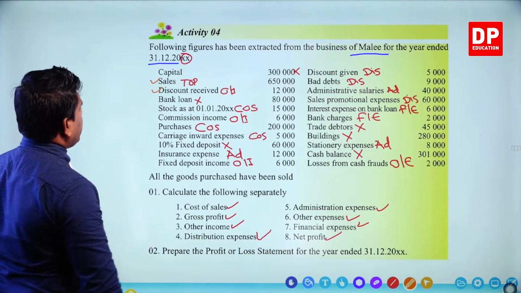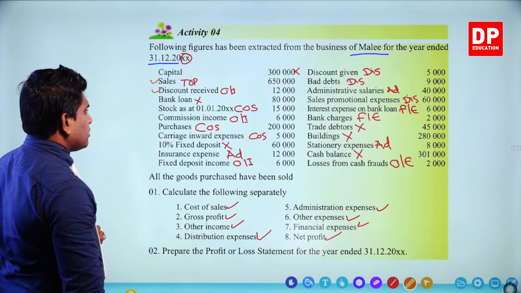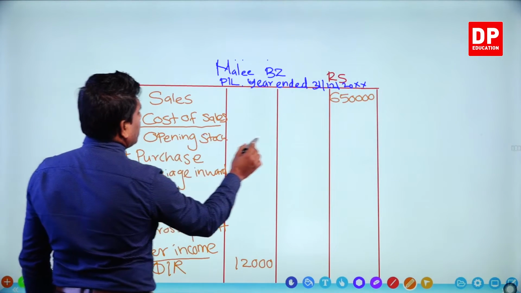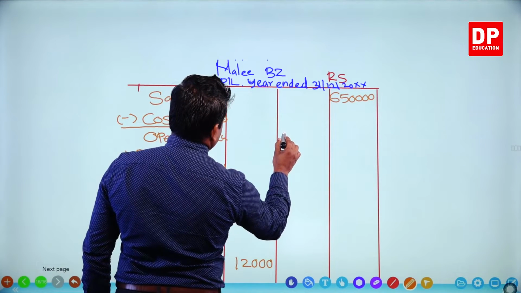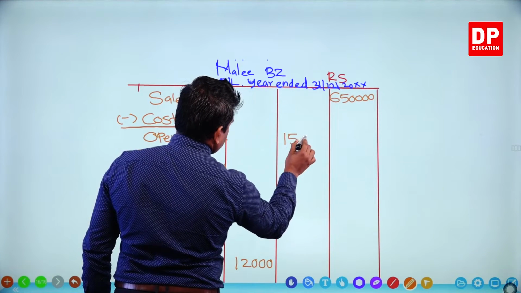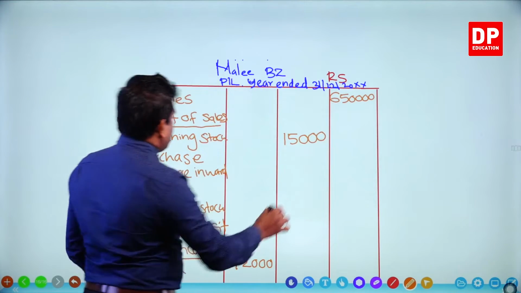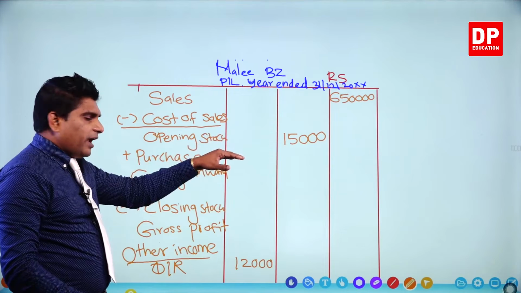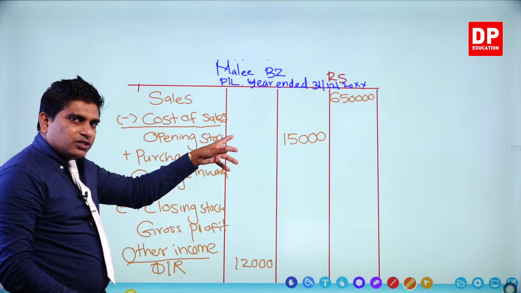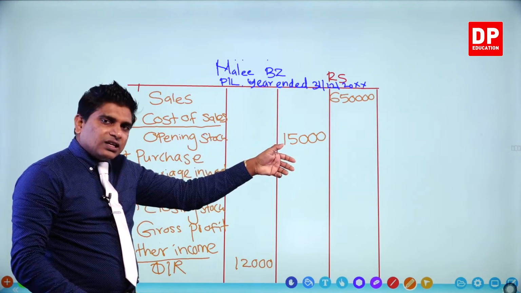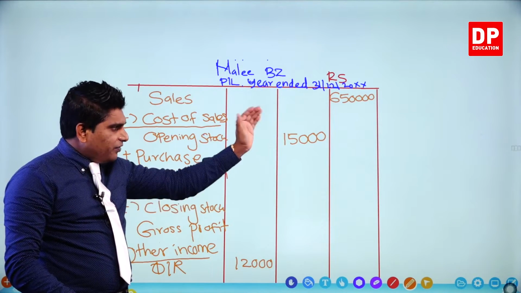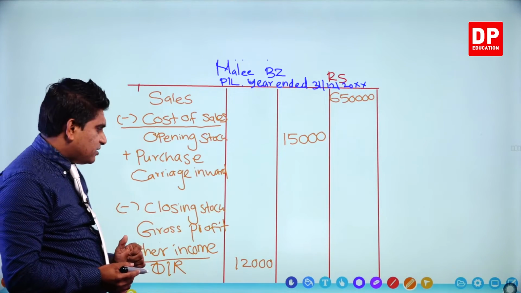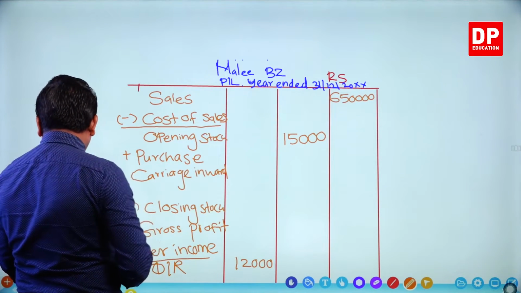Then next one. Bank loan we don't take. Stock, opening stock 15,000. Opening stock 15,000, we put it here. Opening stock we write in the second column. Why? Purchase we write in the first column and we have to add carriage inwards. Then the final answer we bring to the second column, right? Finally we add these two and from that we subtract closing stock. It is the method, right?